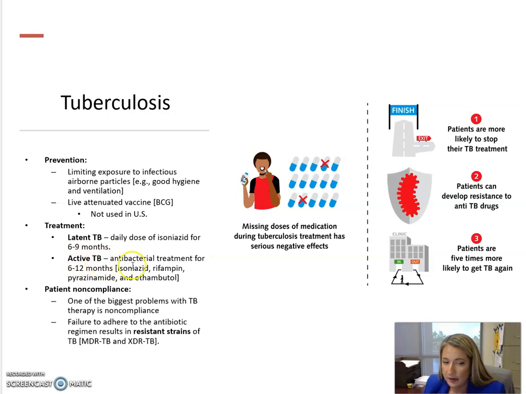Active TB, you do have to be on various other antibiotics, including isoniazid, for a longer period of time, 6 to 12 months. So it's definitely an extensive treatment plan when we compare it to a normal antibiotic course, which would be 7 to 10 days. Because you have to be on antibiotics for such a long period of time to clear the infection, there is a lot of patient noncompliance.